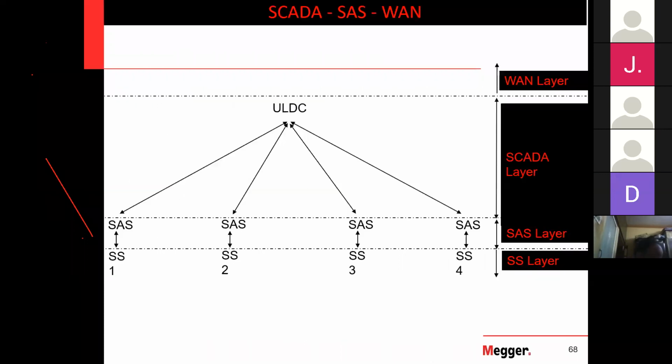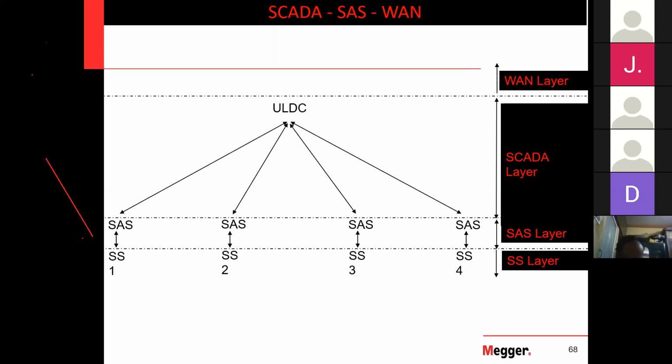Okay. Next is the architecture. How to differentiate between this substation, SAS layer, SCADA layer, WAN layer. So substation automation system. Over that you have the SCADA and the wide area networking. So different SAS means different substations. All substations communicate together in load dispatch center.